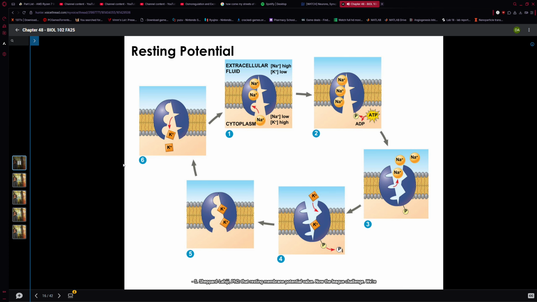Now, the leak channels are going to play a really significant role in that, but the sodium-potassium pumps are going to be the component that utilizes energy in order to contribute towards the resting membrane potential. Now, let's just work our way through, starting from 1 and ending at 6.